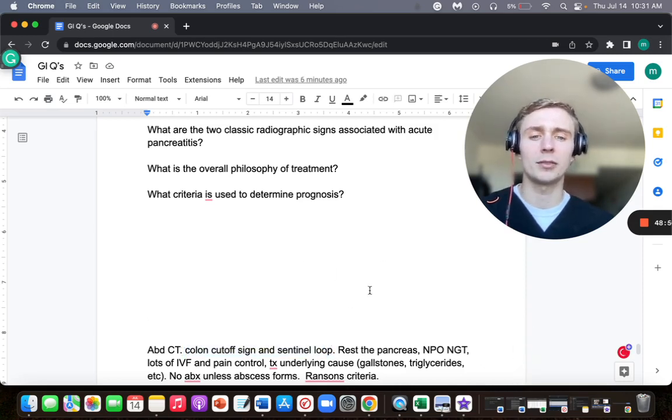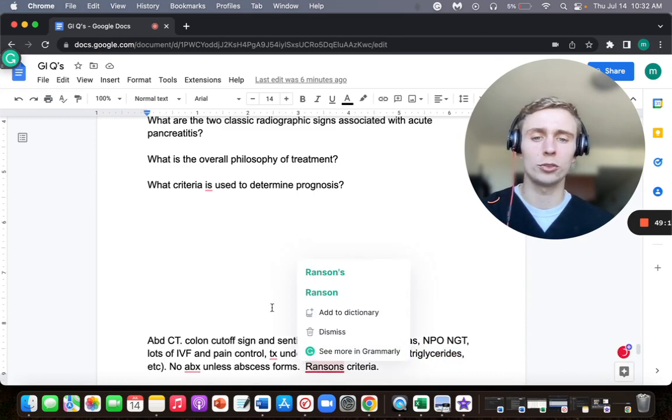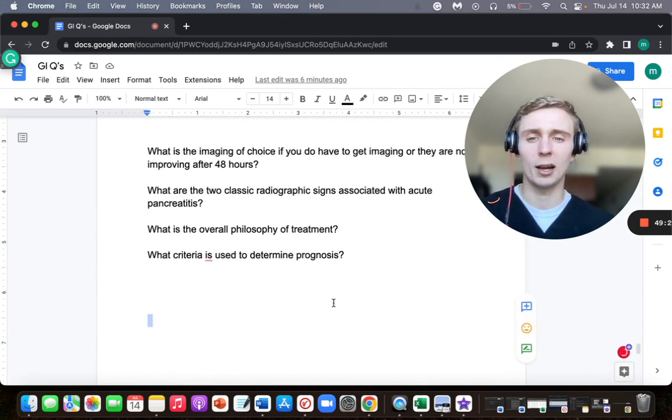Overall philosophy is to rest the pancreas. So we want to just give them rest, basically. We want to make them NPO, potentially need an NG tube, lots of IV fluid as it sequesters fluid, and also pain control. Treat the underlying cause. So if they do have a gallstone, and that's the cause, we want to treat that after they're, of course, stable. If they have hypertriglyceridemia as the cause, then we want to treat that, etc. So no antibiotics unless an abscess does form, which it can. And also Ranson's criteria is used to determine the prognosis, especially after 48 hours.